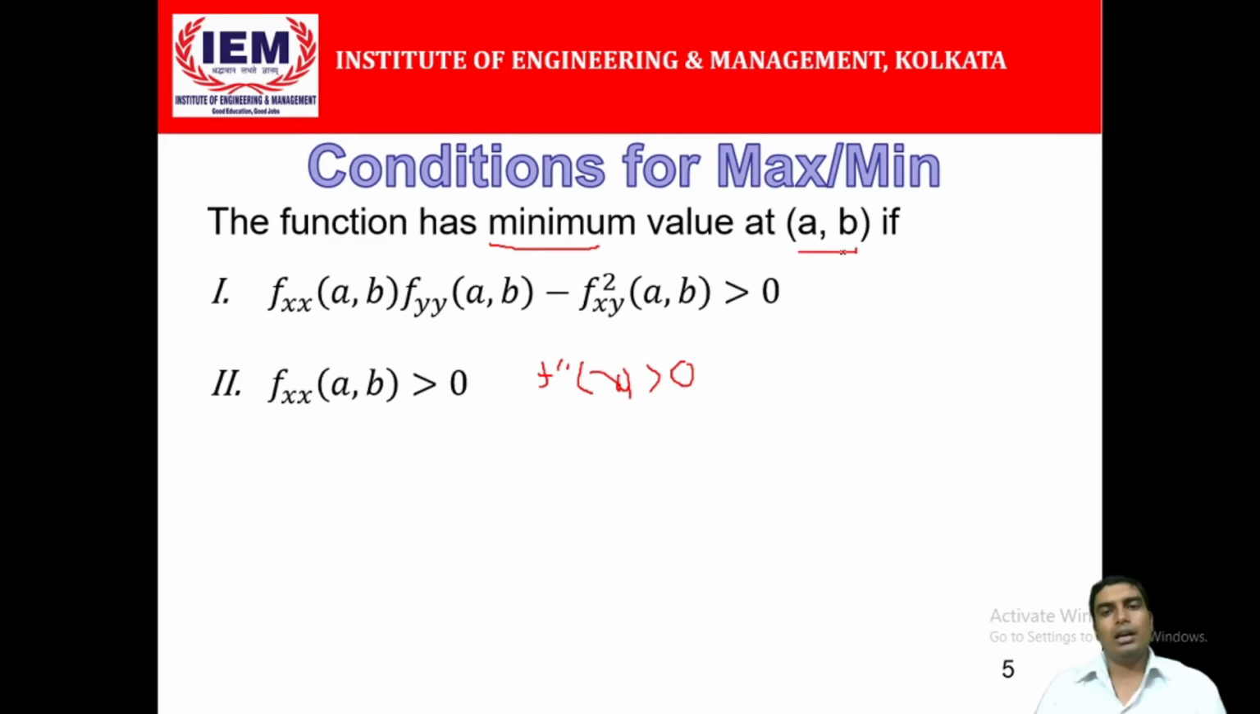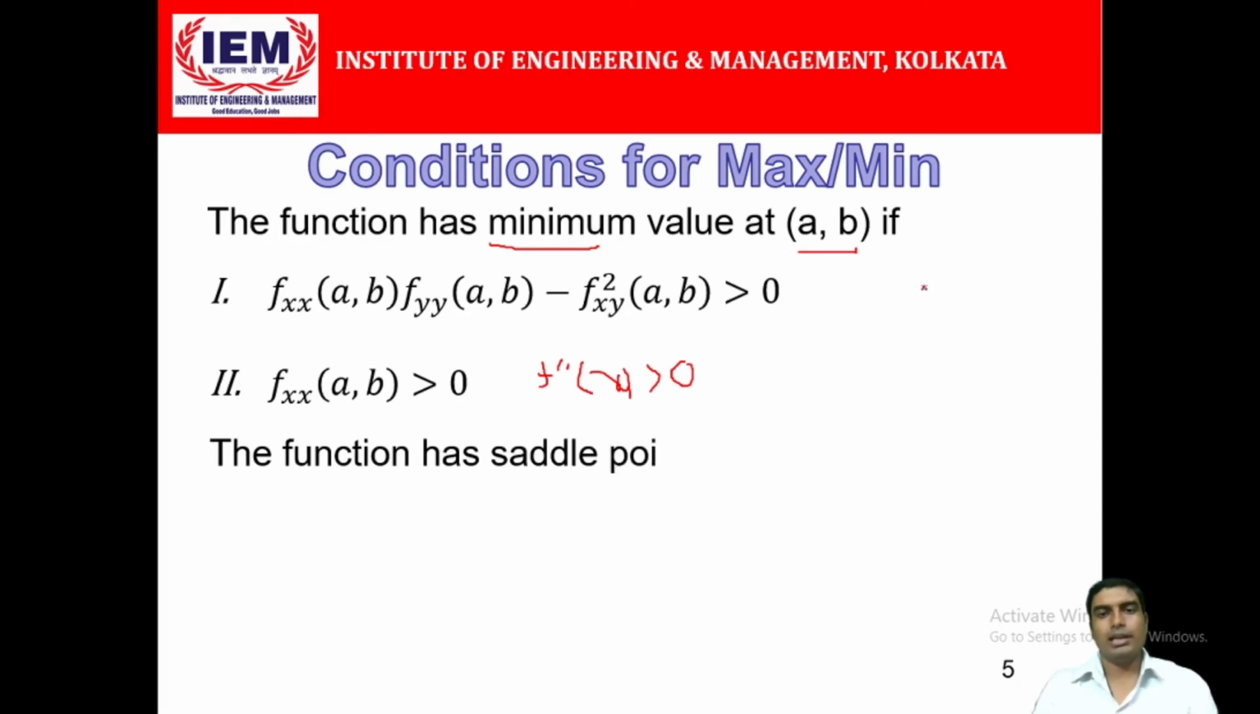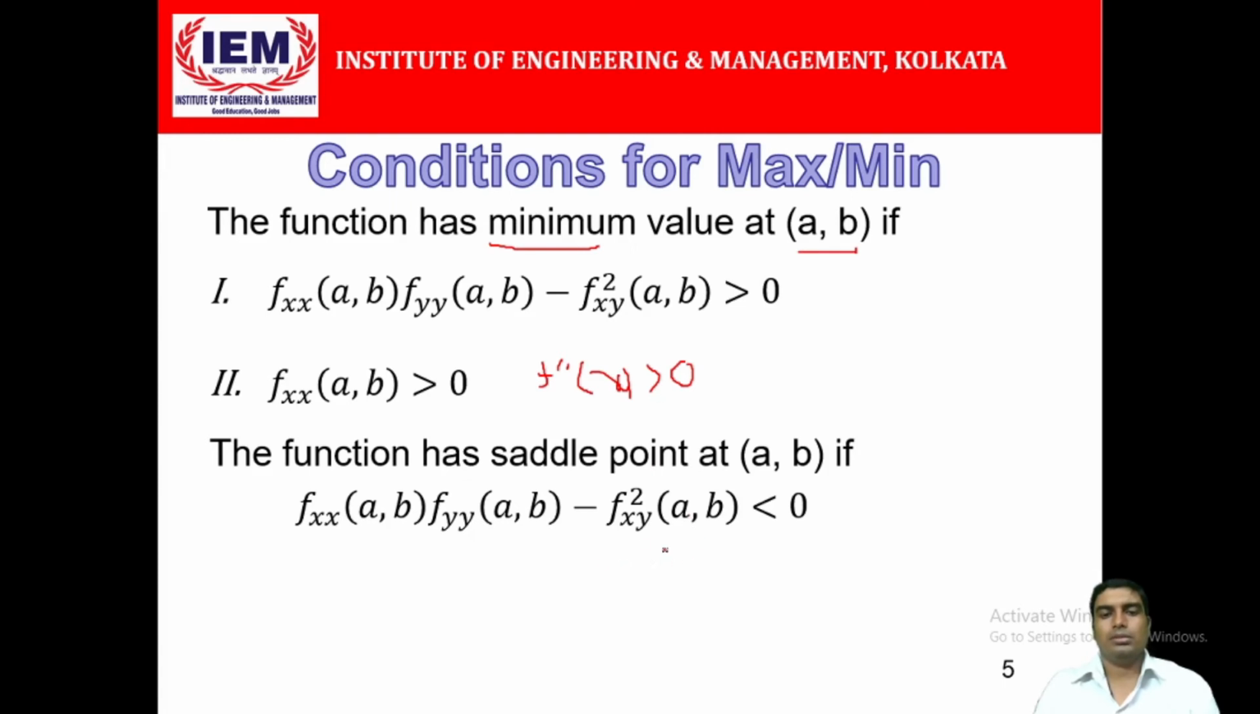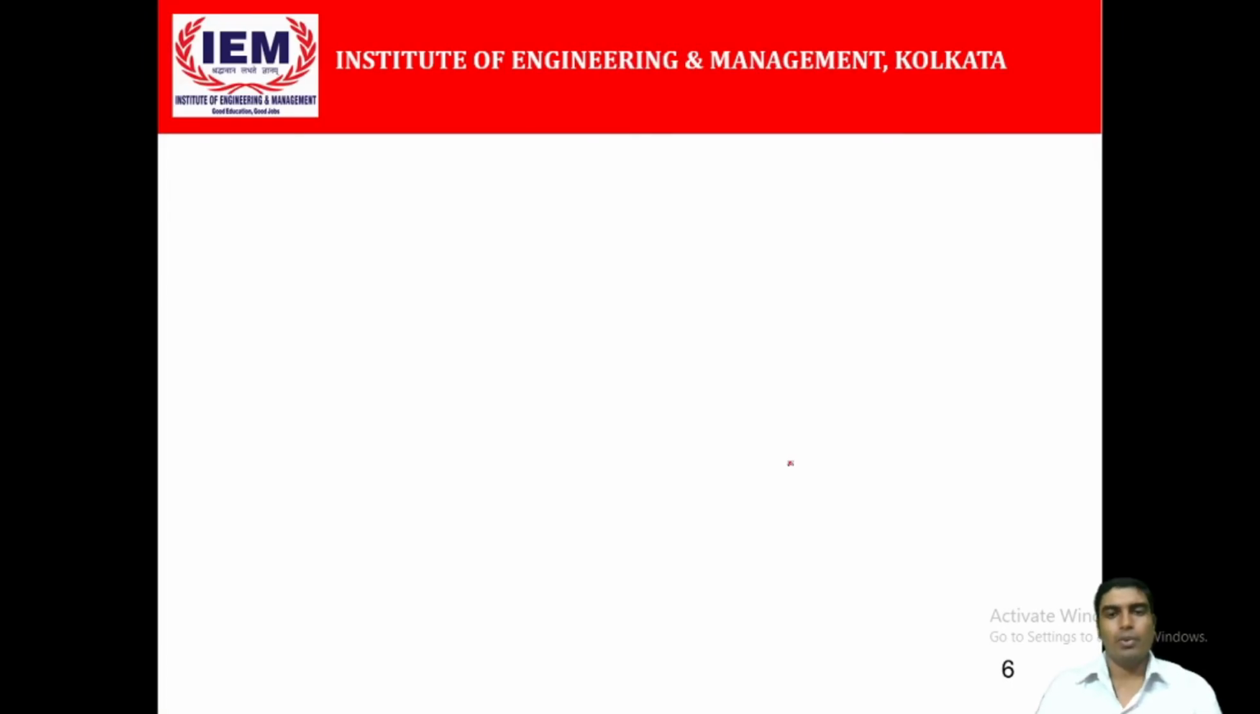And what about the saddle point, the last case? If the point is a saddle point, then this term will be less than 0. That is, if r t minus s squared is less than 0, then at that point (a, b) the function has a saddle point. There is no maximum or minimum. Now let's work through an example.